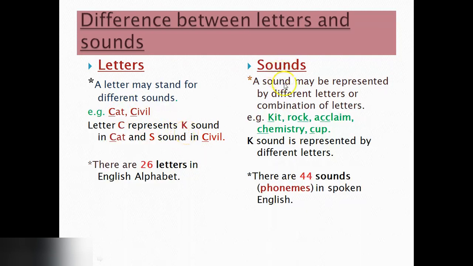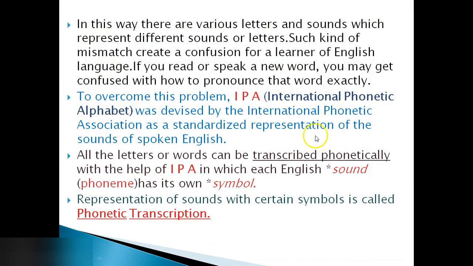Also, a sound may be represented by different letters or combinations of letters. For example, you see these words: kit, rock, acclaim, chemistry, cup. The K sound is represented by different letters. Here, K is represented by K in kit, CK in rock, CC in acclaim, CH in chemistry, and C in cup. So in this way, there are various letters and sounds which represent different sounds or letters.